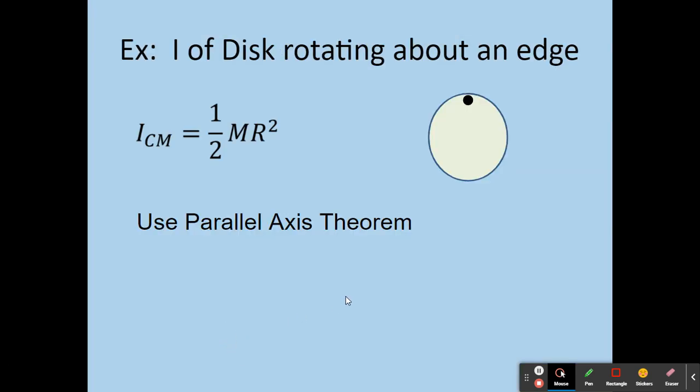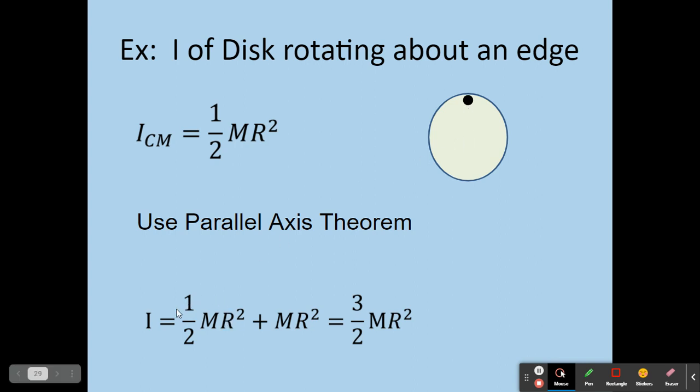So we're going to go through a couple of examples. If the I of the center of mass of a disk is 1/2 mr squared, using the parallel axis theorem, the edge of this disk is going to be a radius away from the center of mass. So that means we've got 1/2 mr squared plus mr squared, so that's the md squared, but d is the radius. If we add the two of those together, we get 3/2 mr squared. So that's using the parallel axis theorem.